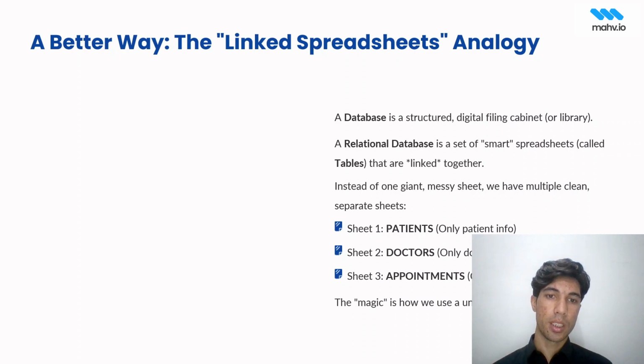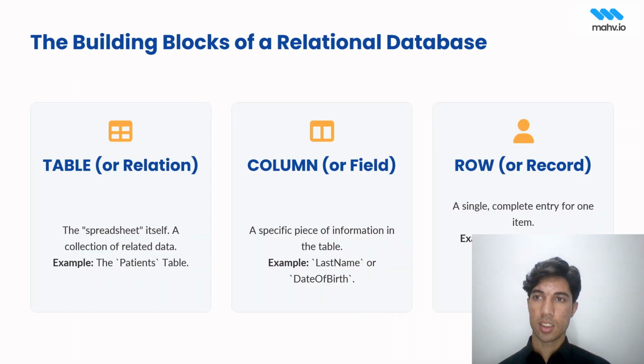Basically, a smart spreadsheet is one where each spreadsheet contains the data of a single entity. For example, there will be a sheet that contains patients' data, another sheet that contains the doctors' information, another sheet that contains the information about appointments, and a fourth sheet that contains the billing entries information. So instead of using one giant messy sheet, we have multiple cleaner separate sheets. And the magic part is that each table will have a unique ID linked to it. We're going to see that in the next slides.